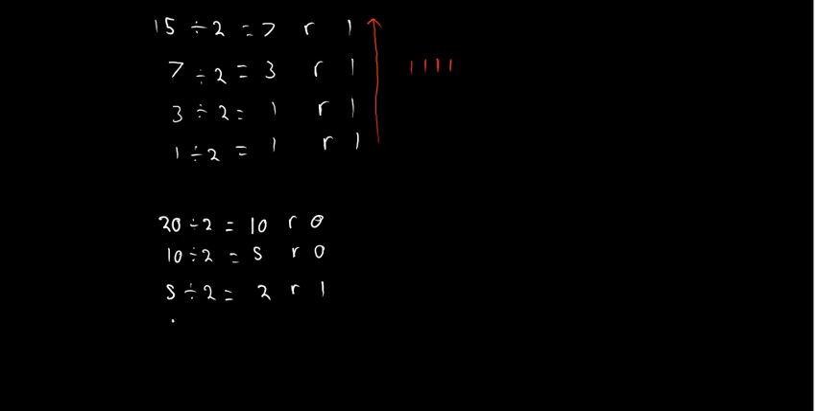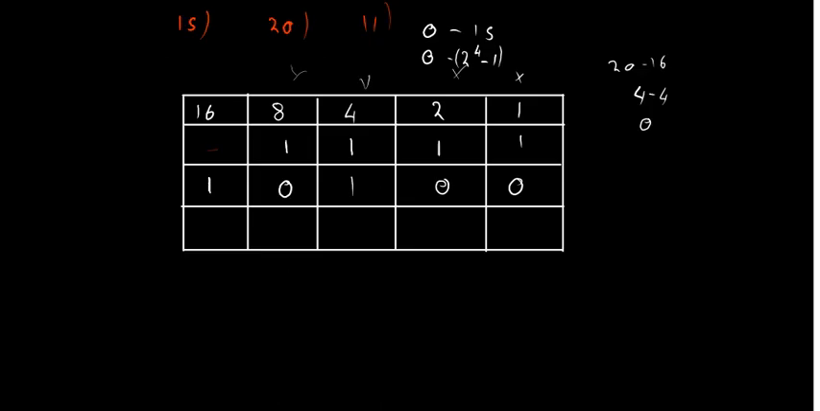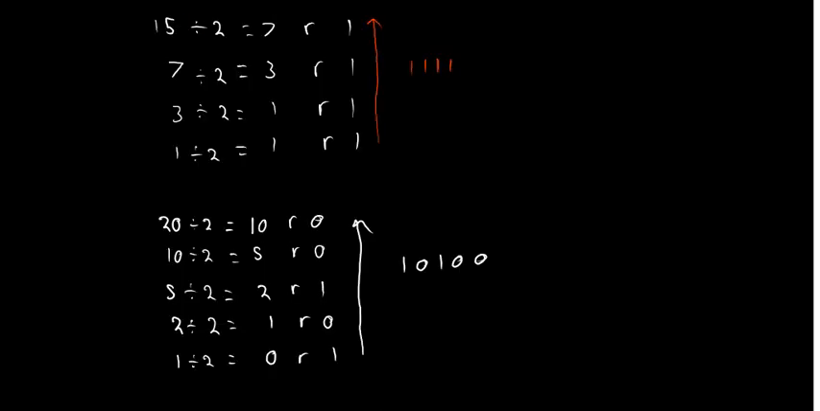What's 2 divided by 2? Right? It's 1, remainder 0. 1 divided by 2 is equal to 0, remainder 1. We read it upwards again, which gives us 1 0 1 0 0. Same thing.